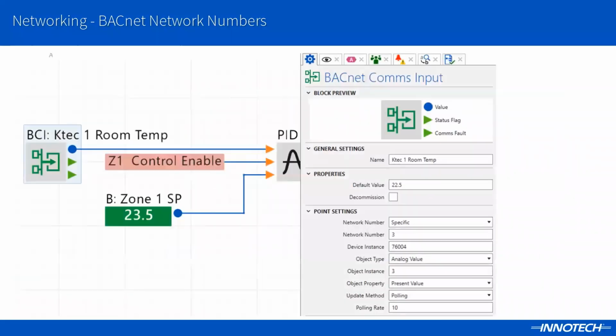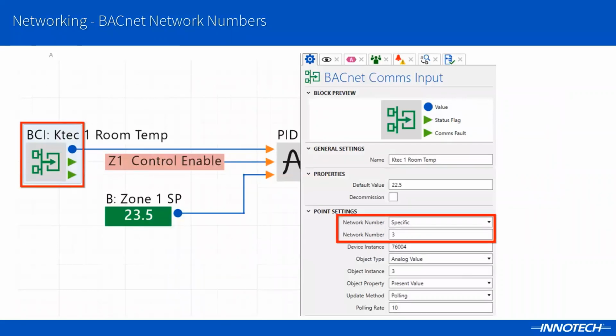During the design process, when using BACnet comms inputs or outputs, we recommend using the specific network number target. As shown in this example, I've set the BACnet comms input to read back the analog value from the BACnet MSTP device installed on network number 3. This helps to optimize and create an efficient BACnet network traffic flow.